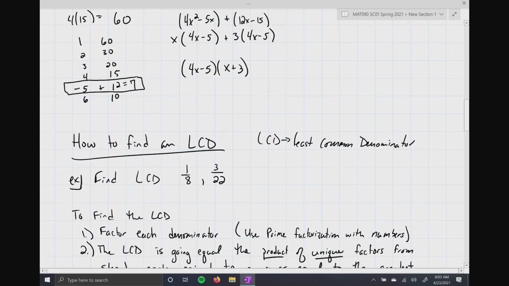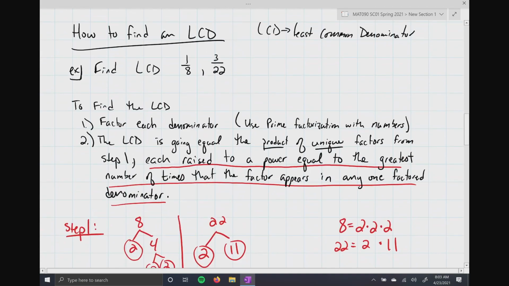So then we had to refresh our memories on how to find an LCD. Step 1 is factor each denominator completely. Step 2 is, the LCD will be the product of unique factors from step 1, each raised to a power that is equal to the greatest number of times that factor appears in any one factorization.